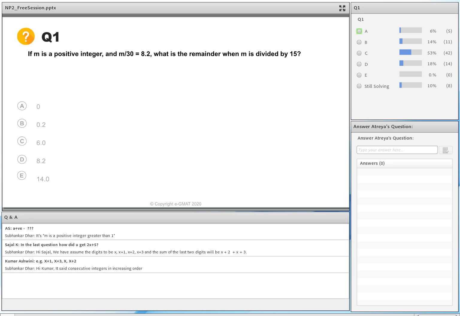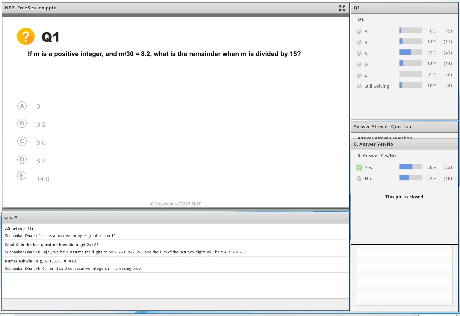How many of you calculated the value of m, that is, multiplied 8.2 with 30, and then went on solving the question? So, how many of you did this math? Mark a yes if you did. All right, I'll end the poll here. My second question is to these 18 people who tell me a no.